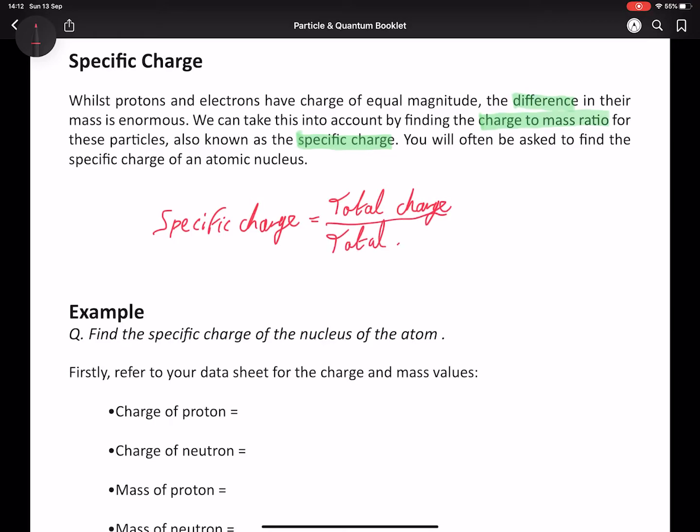So all we're doing is dividing the total charge present by the total mass. Now that means this will never come up for an atom, because any atom will have the same number of protons and electrons, meaning the charges would cancel out, so the specific charge of a normal neutral atom will be 0. So instead, it'll be a nucleus or an ion.